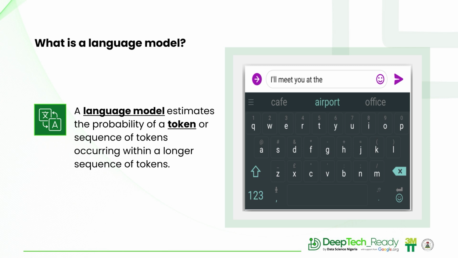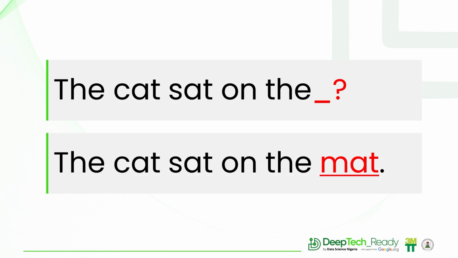For example, in the sentence, "the cat sat on the," a language model tries to predict what the most likely word would be. It could be mat, it could be anything. So for example, it could predict that the next word is mat.